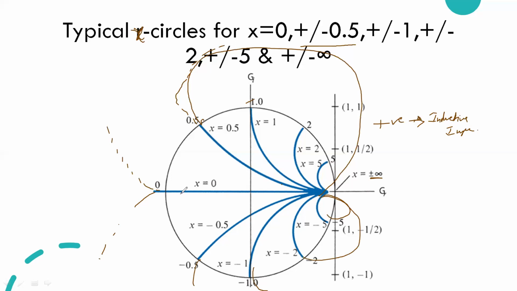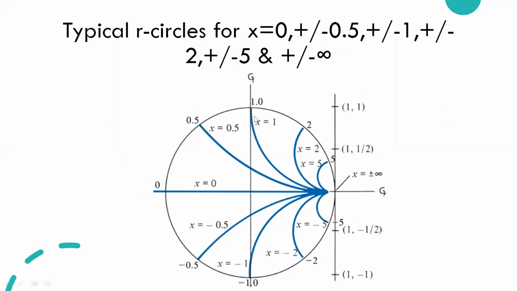In a similar way, if you continuously change the values from X equal to 0, minus 1 by 2, minus 1, minus 2, here also the radius continuously decreases. At X equal to minus infinity reactance, the radius is 0, so the circle becomes a point at this location. The negative values are for capacitive impedance. So these are the different kinds of circles that we have looked into here.